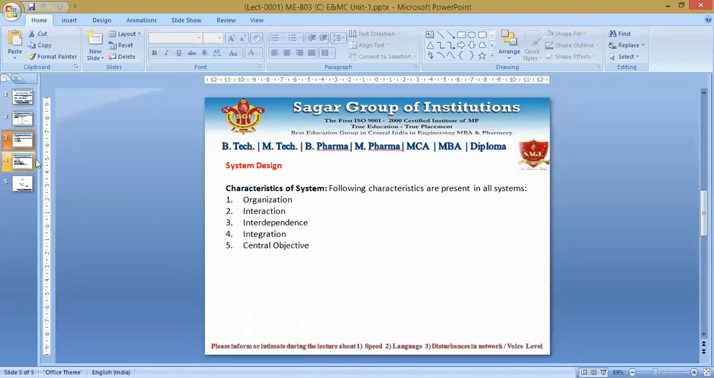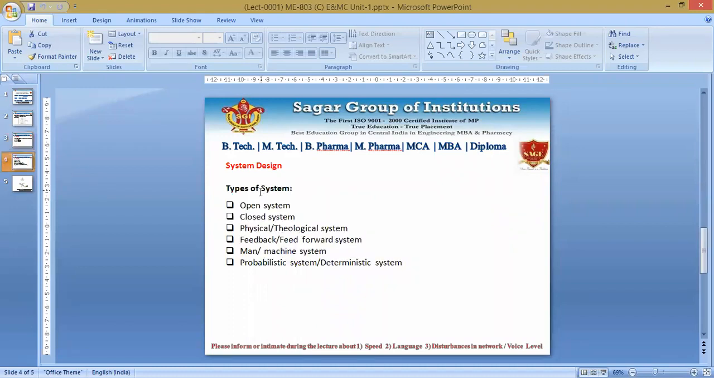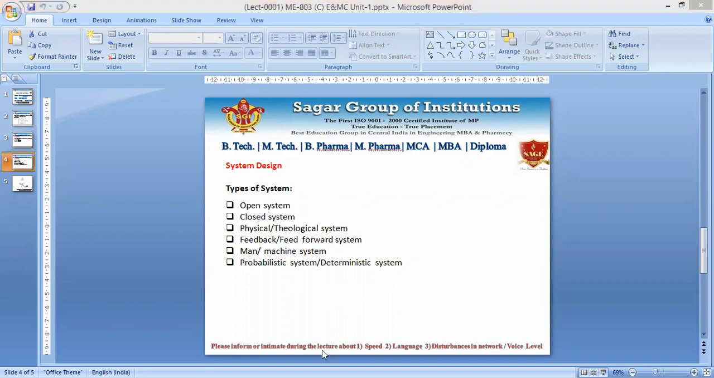What is talked about? Again, types of system. Let us see what the types of system are. First of all, the open system. We have already studied in thermodynamics what an open system and a closed system are. Here also we have open system and closed system, but in a different context. Here we are discussing how open and closed systems work for a business organization. An open system continually interacts with the environment.